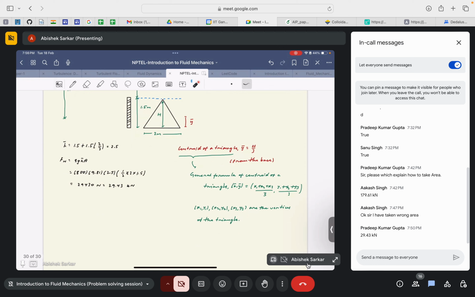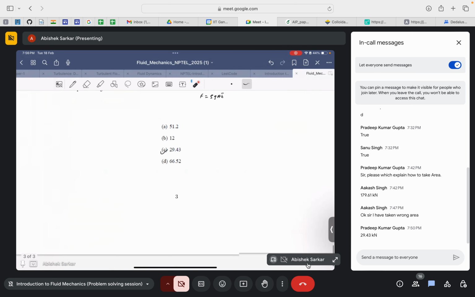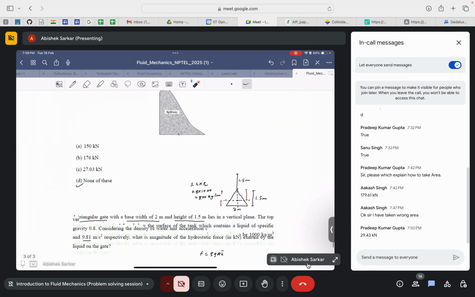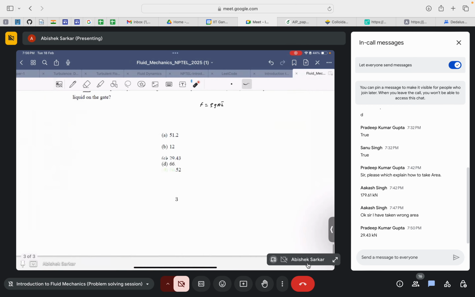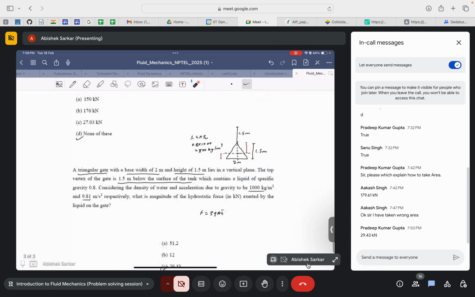Then Fh will be rho g into h bar into A. Rho is 800, g is 9.81, h bar is 2.5, and A is half into base into height, the area of a triangle. So once you calculate it, you will get Fh as 29.43 kilonewton. So I think that was the last question.